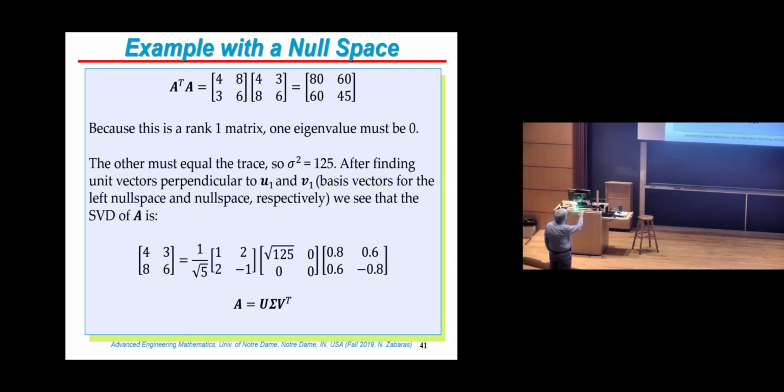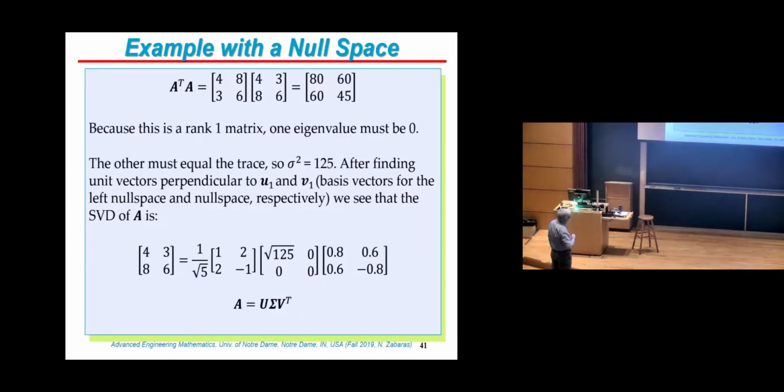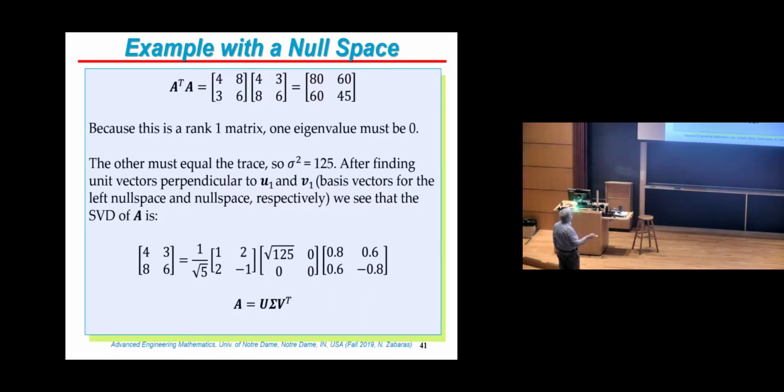If you take this, which is A, and multiply it with 0.6 and minus 0.8, hopefully you will get a 0. So effectively, in this problem, to make this matrix square, we have to add an element from the left null space and an element from the null space of A.